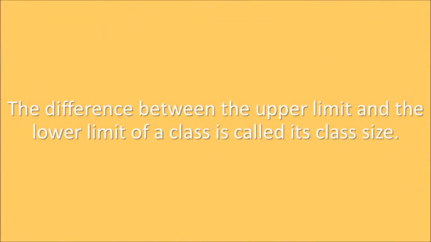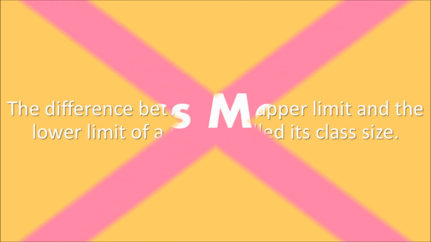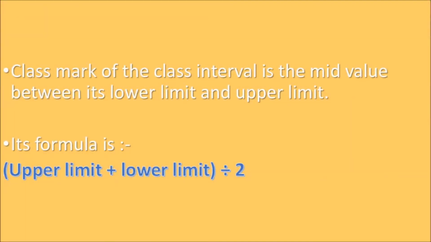Next, we talk about the size of the class interval. The class size is the difference between the upper limit and the lower limit of a class. Like in the class interval 1 to 11, the class size is 11 minus 1, that is 10. The class mark of a class interval is the mid value between its upper limit and its lower limit. The formula to calculate class marks is (upper limit plus lower limit) divided by 2.